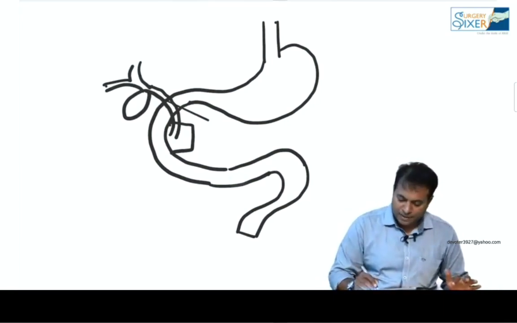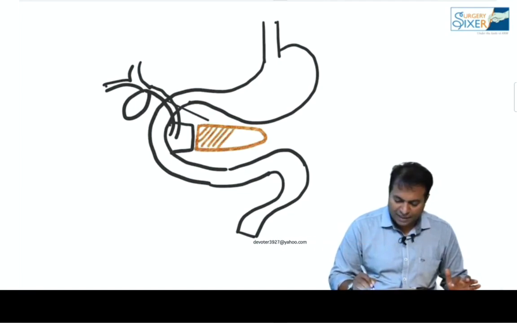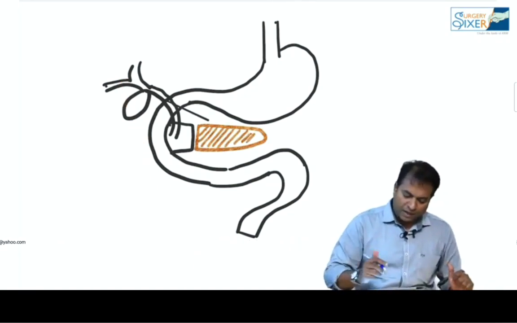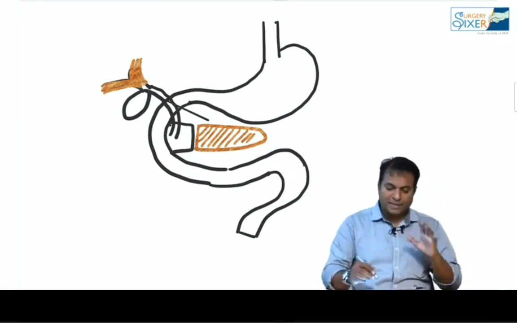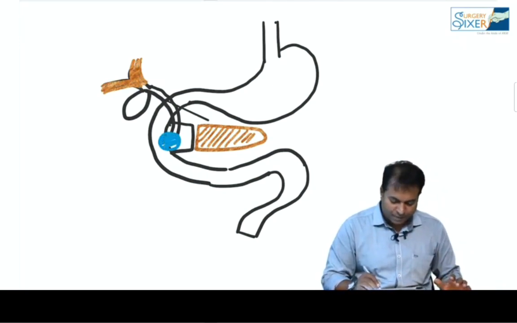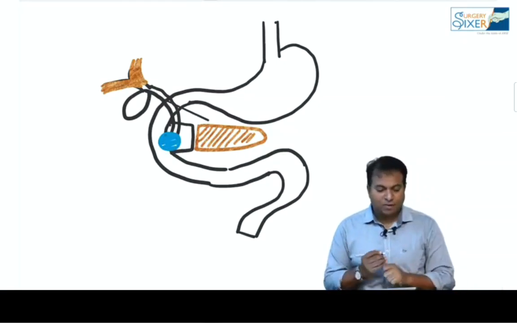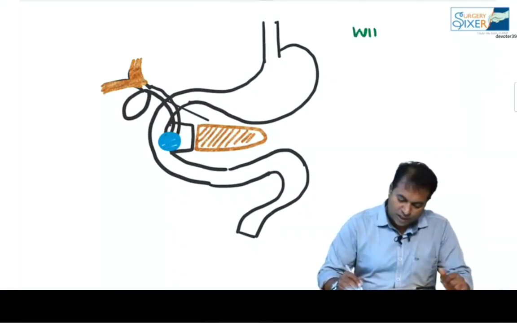Now you see this is the normal pancreatic body and tail, and this is the normal proximal bile duct. Now there is a cancer in this place, let us assume this is a head of pancreas cancer. Now I am going to resect this head of pancreas. This procedure is known as Whipple's procedure.